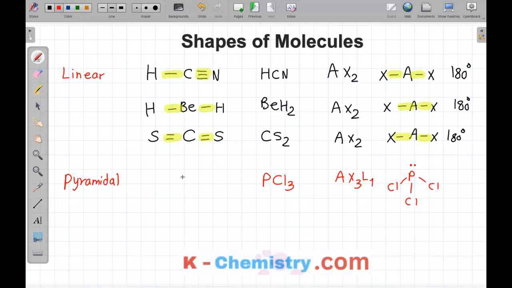So I have here the PCl3. This is the phosphorus, chlorine, chlorine, chlorine. This is a pyramidal shape. And what was the angle for the pyramidal shape? Very good, 107 degrees.